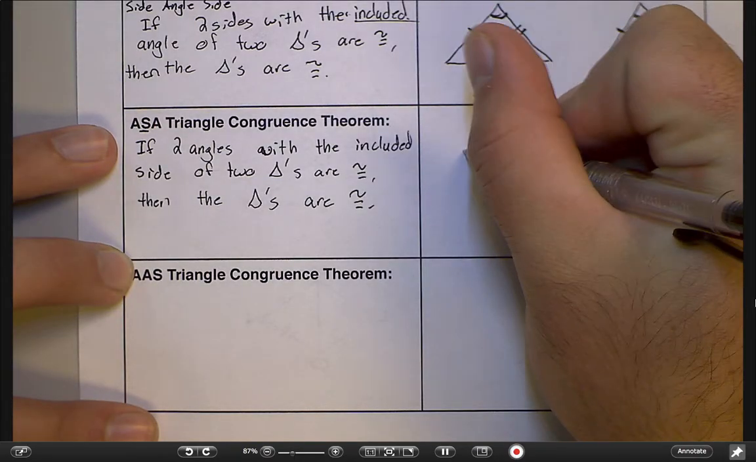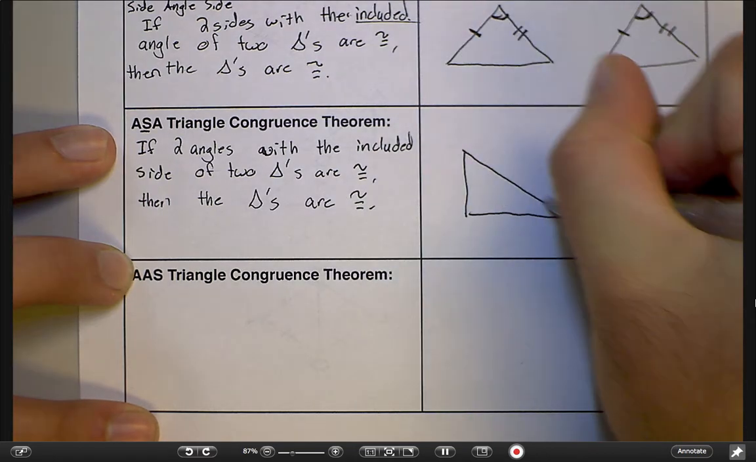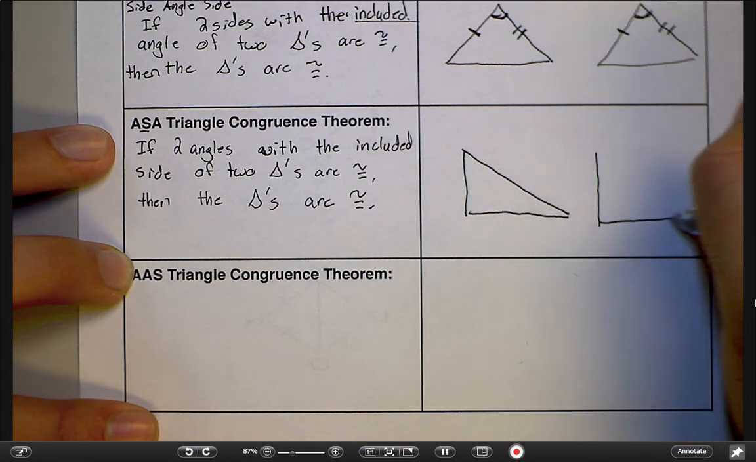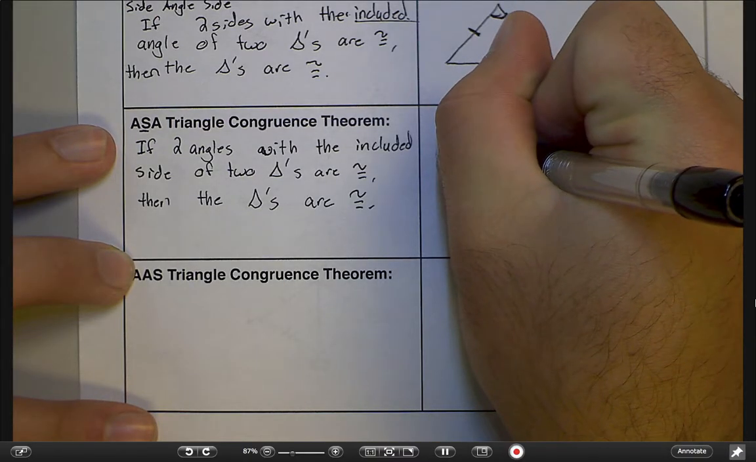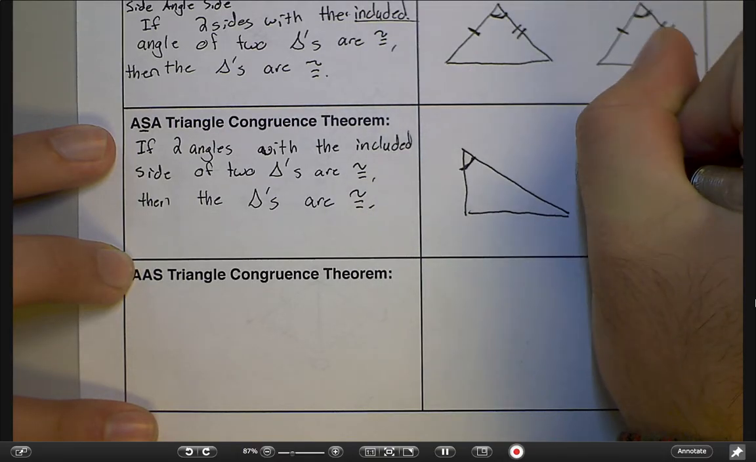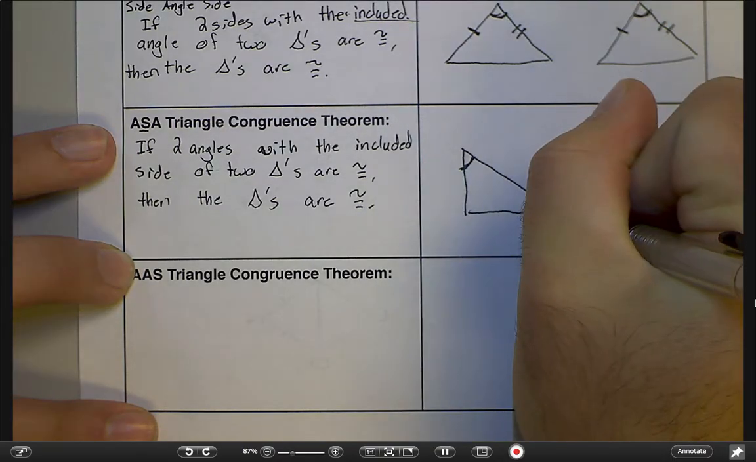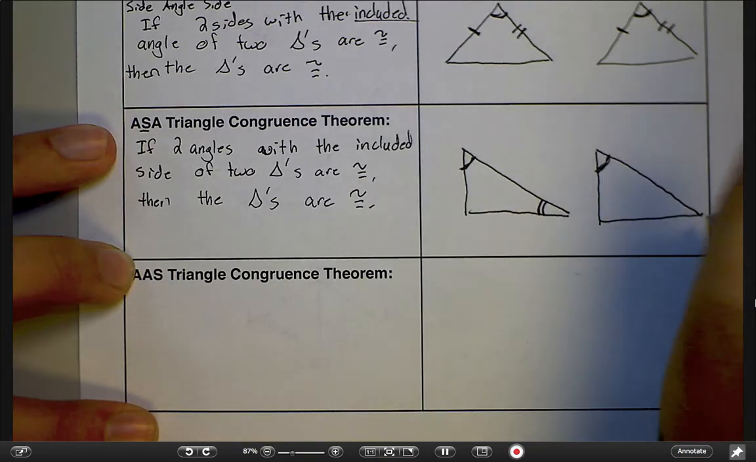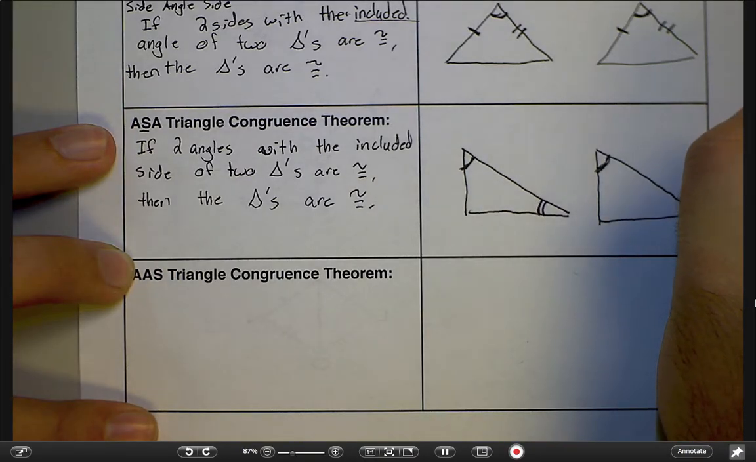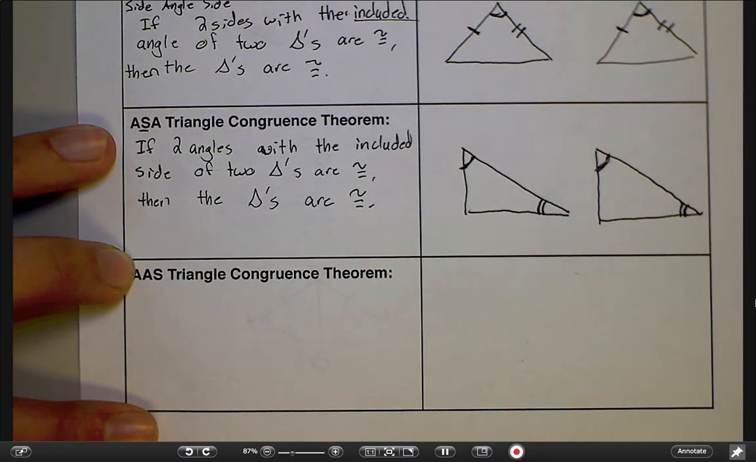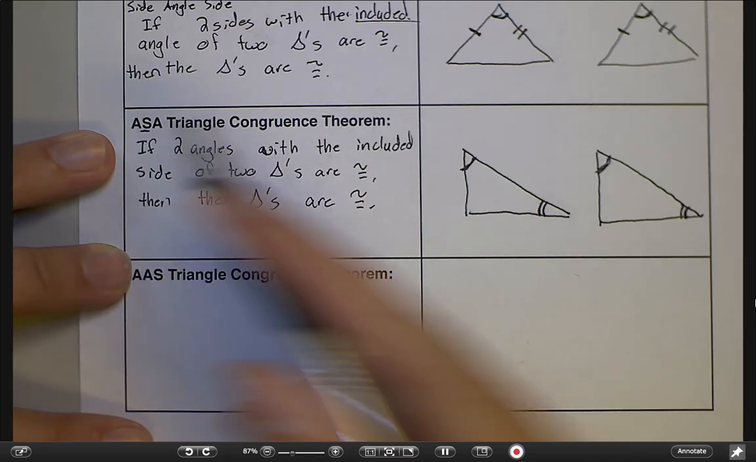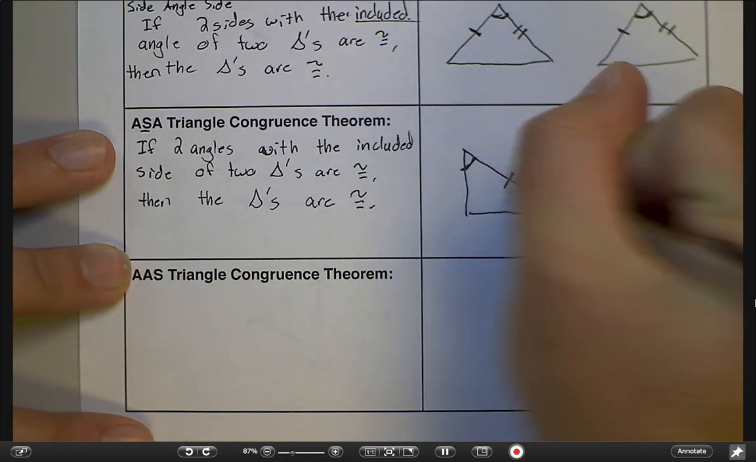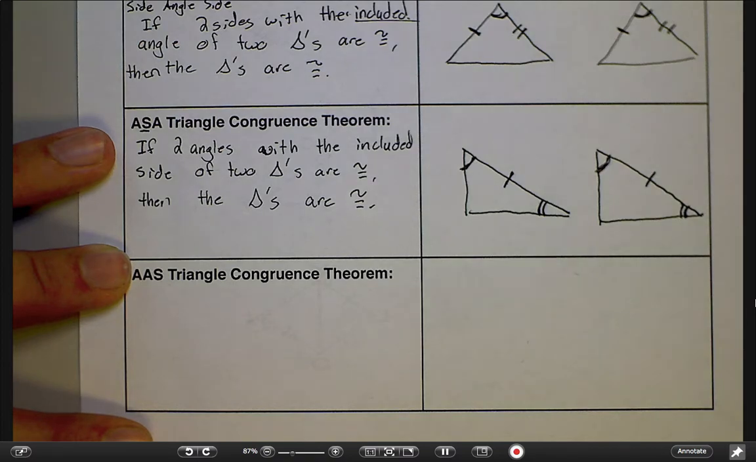So let me draw, we'll go to a right triangle this time. Again, the triangles that I'm drawing are just examples. It's really more the information that we're talking about within each triangle. Let's say I'm told my top angle here is congruent to the top angle on the other side. And this bottom angle, I'll mark it with two arcs here, is congruent as well. Then according to this theorem, if it is truly going to be ASA, I need to know the side in between is also congruent.